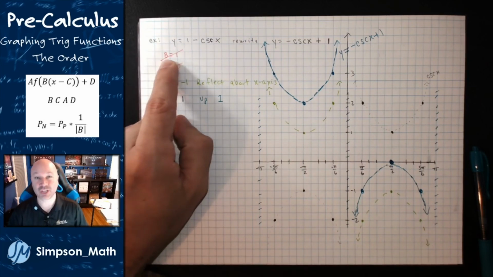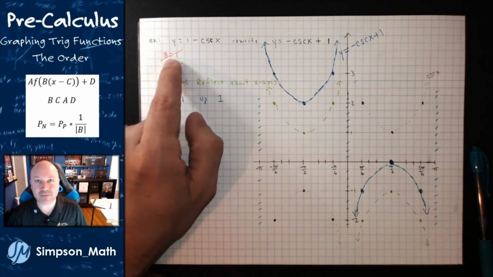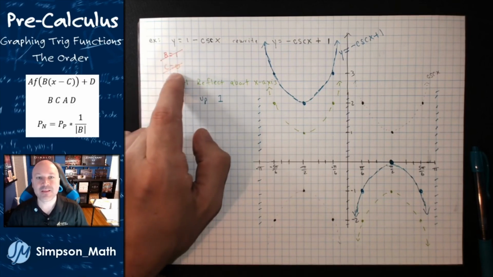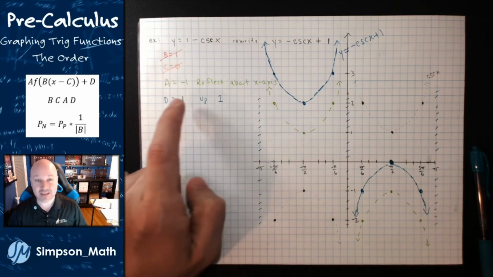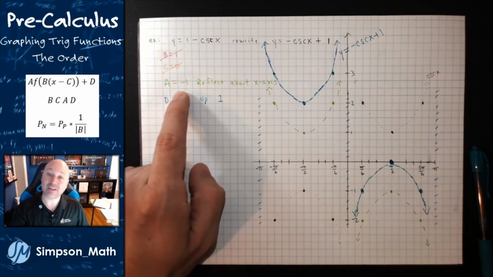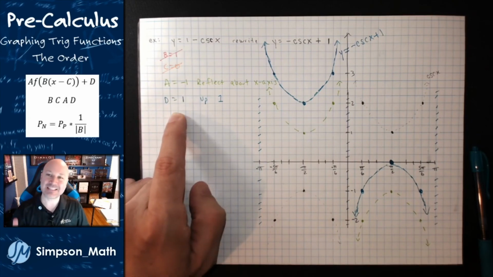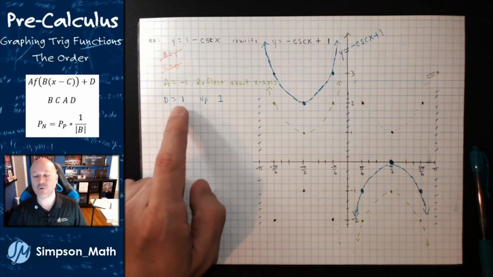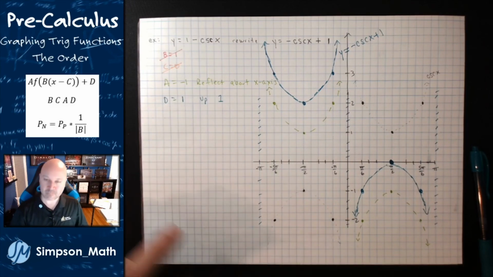Take care of the period change. Take care of any reflection about the y-axis. Then you can horizontally translate. Then you can take care of the amplitude, or multiply those y values, or reflect about the x-axis. And last, save the easy one for last, the vertical translations.